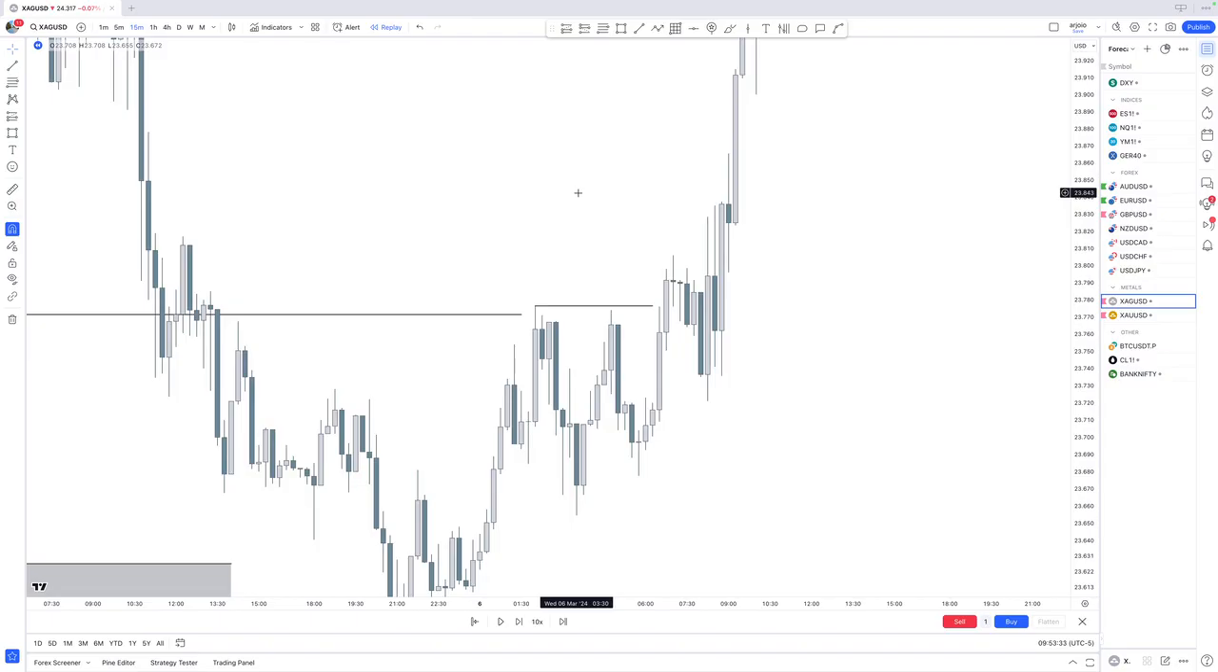Let's see. I think entering on the candle itself is valid when it's rejecting off an overlapping gap instead of a singular fair value gap. That's true.